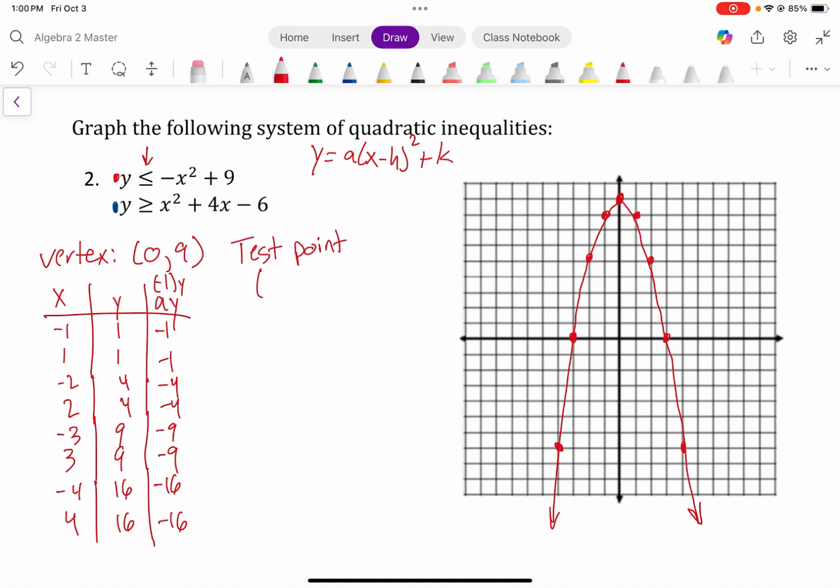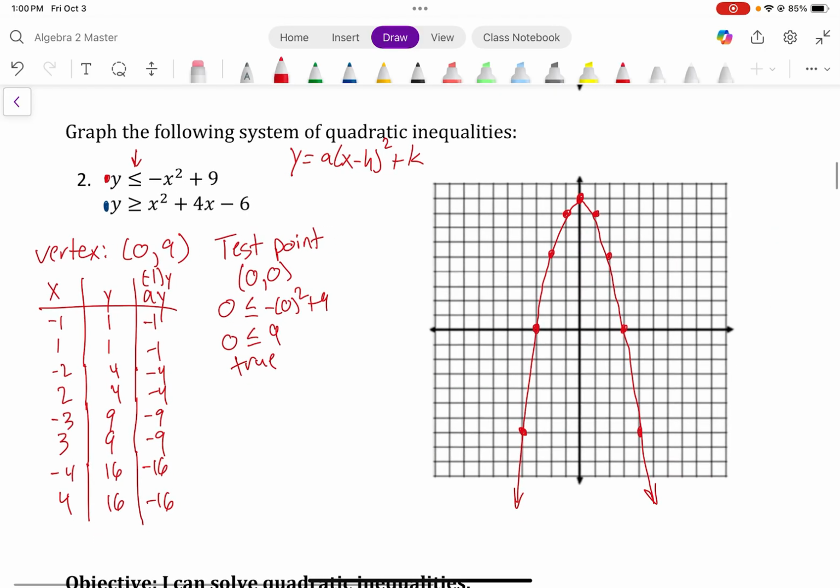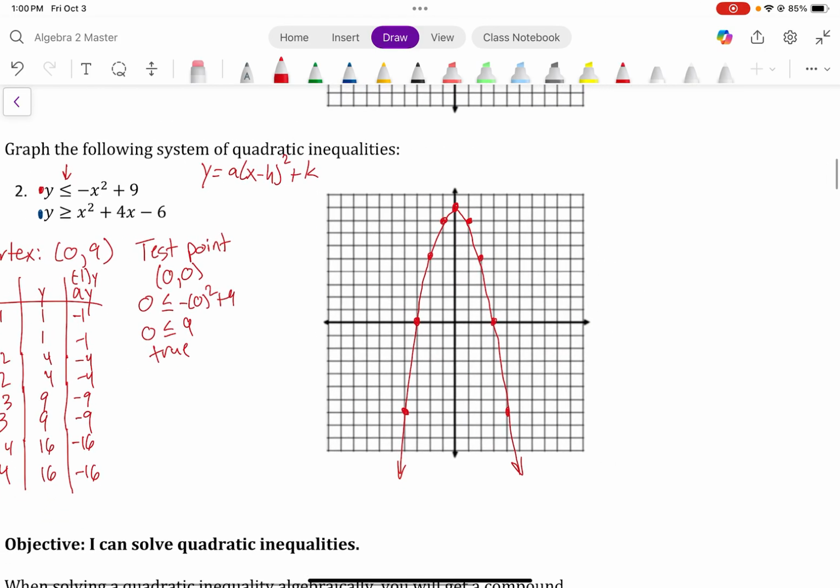So in the red, I'm going to use my test point of (0, 0). My axis of symmetry is x equals 0 in this case, so that's kind of nice. If I plug in (0, 0), y is 0, less than or equal to negative 0 squared plus 9. Is 0 less than or equal to 9? This is true. So I know that I'm going to shade below the red. Now I write kind of big, so I'm going to jump to the other side to do my work for the blue. For the blue, it's in standard form.